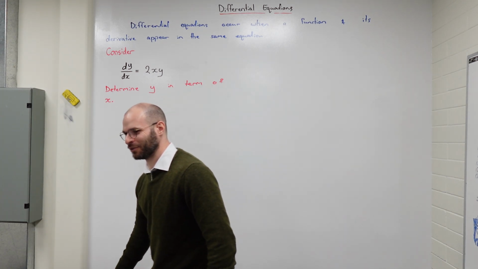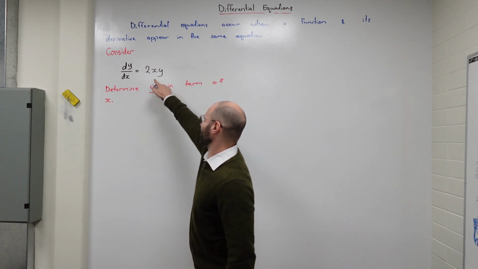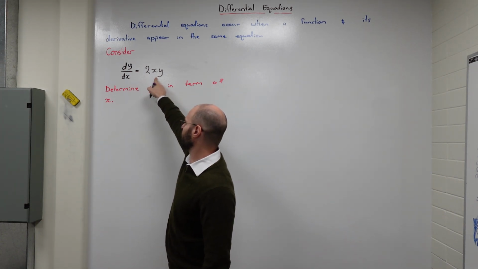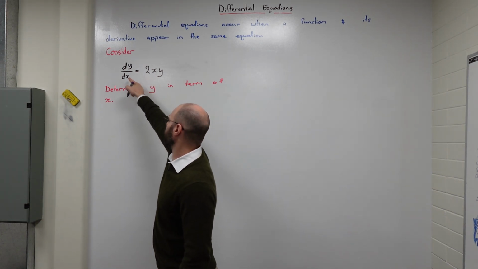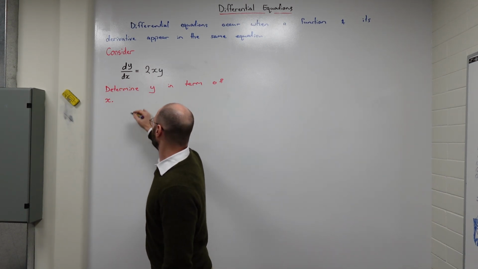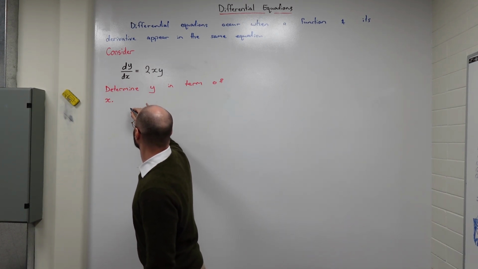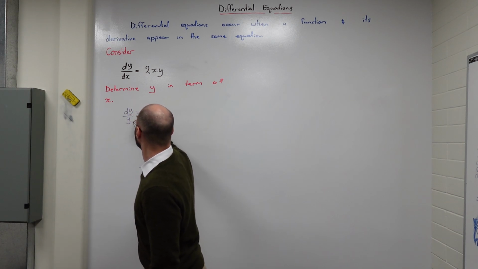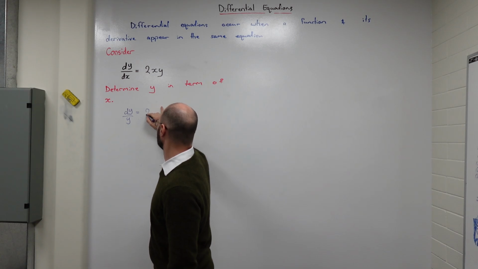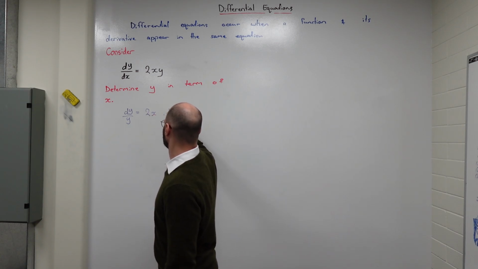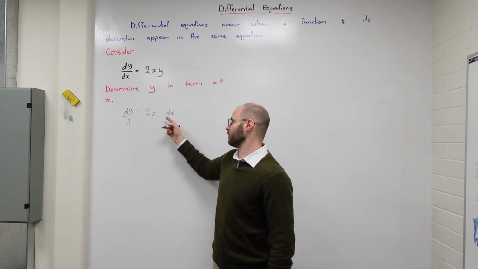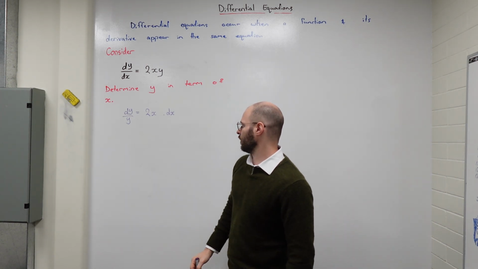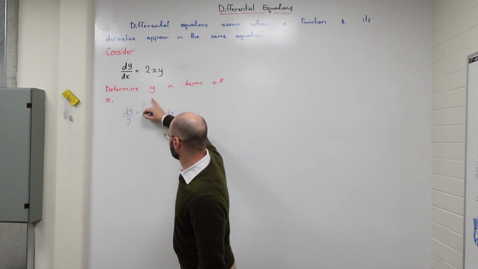Yeah, probably integrate. So if you've got dy over dx equal to 2xy, we can rearrange it so that y is on the left, x is on the right. It's going to turn into dy over y, and on the right-hand side, 2x dot dx, dot meaning times. All we've done is divide both sides of the equation by y, and then multiply both sides by dx. From there, we can simply integrate.